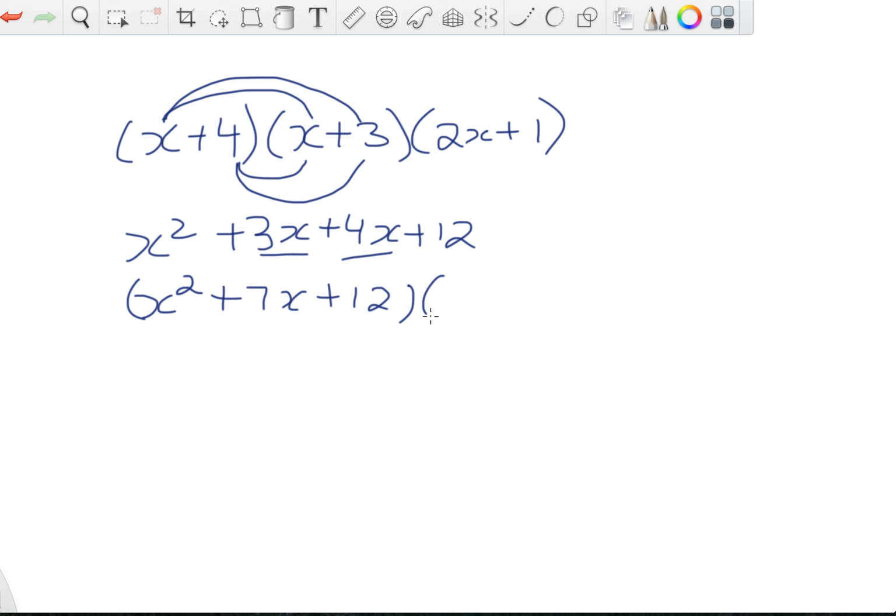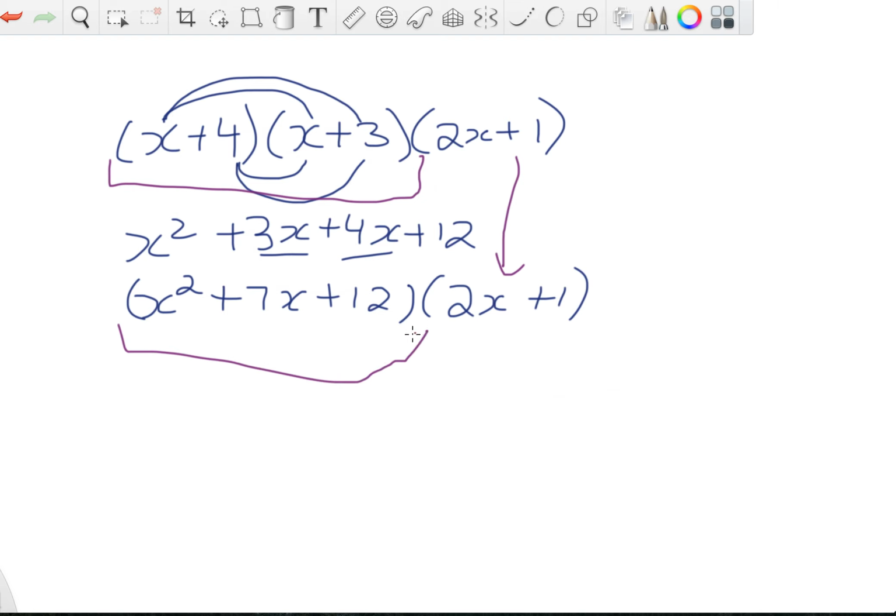We still need to times out the 2x plus 1. If you can see directly, that is from here. These two are the same as this. So now if we want to times it out, let's do this in a different color.